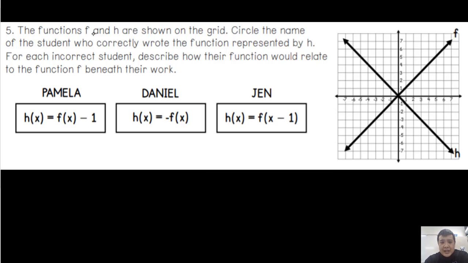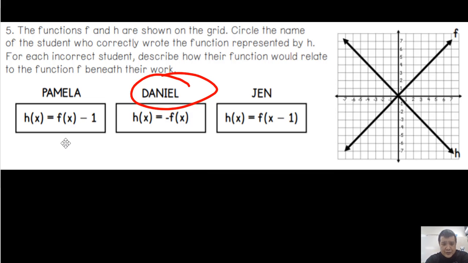Here it says the functions f and h are shown on the grid. Circle the name of the student who correctly wrote the function represented by h. Fix the function for the incorrect student. Describe how their function would relate to the function beneath their work. Okay. So here we went from a slope of 1 to -1. And the only one that does that is going to be Daniel. Daniel got it correct because he has a -1 in front of the f of x.